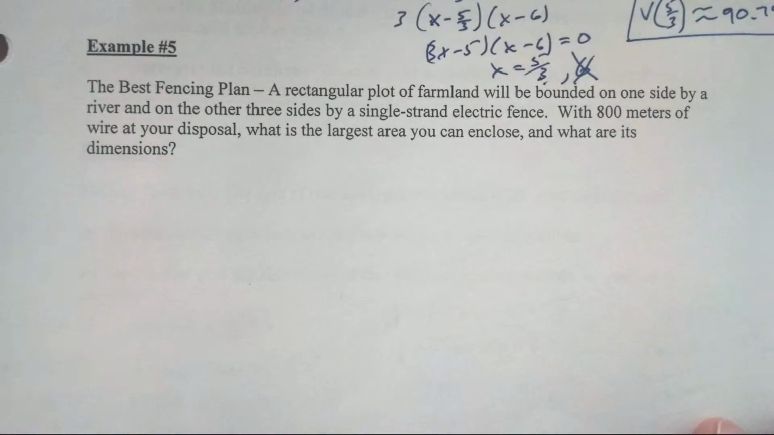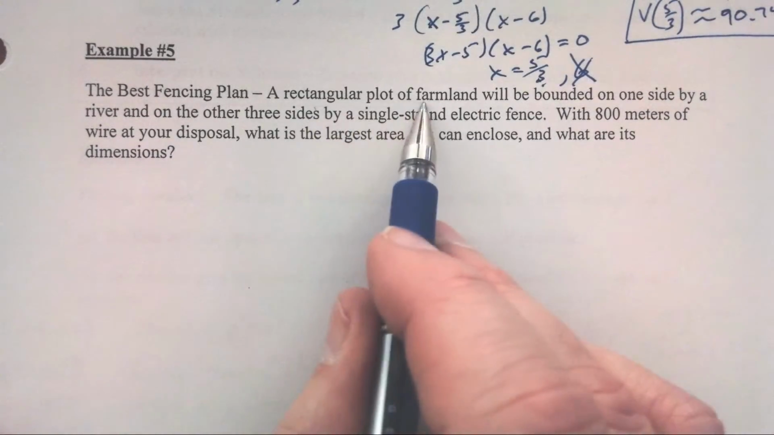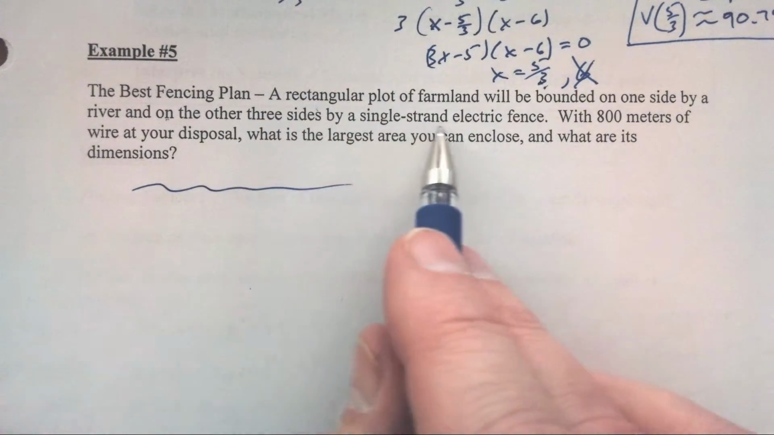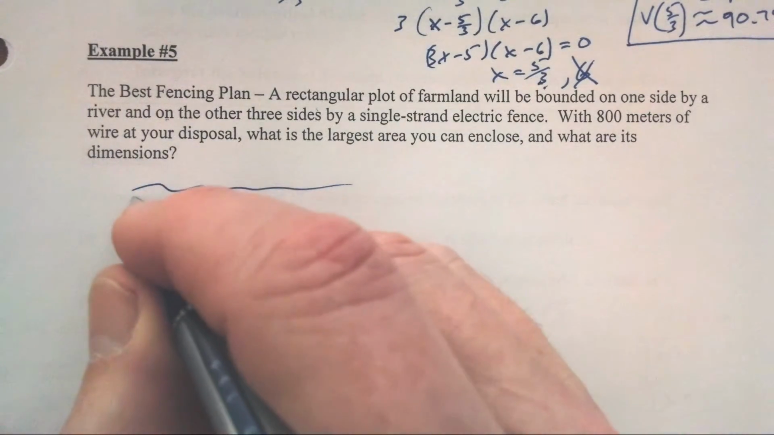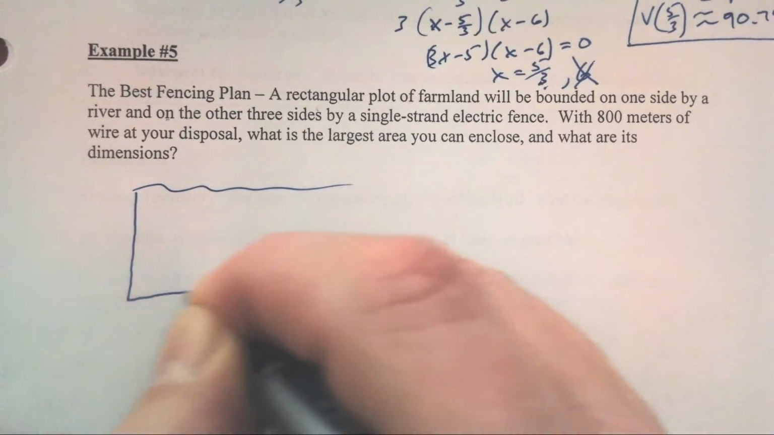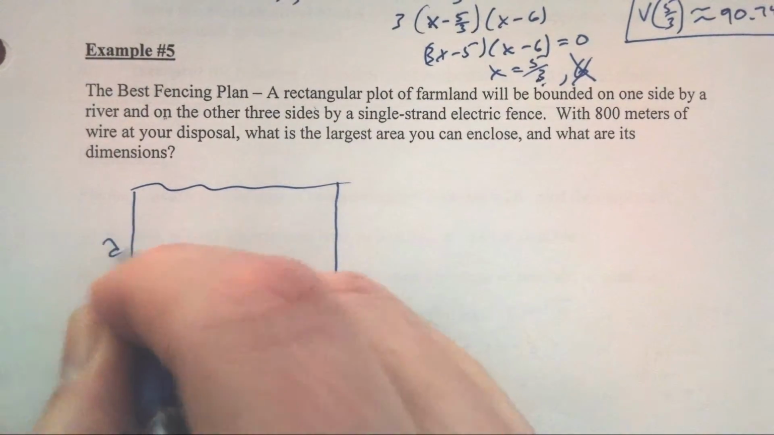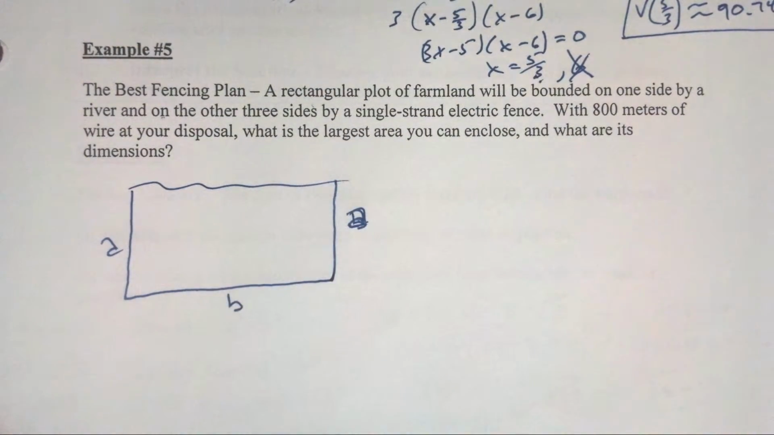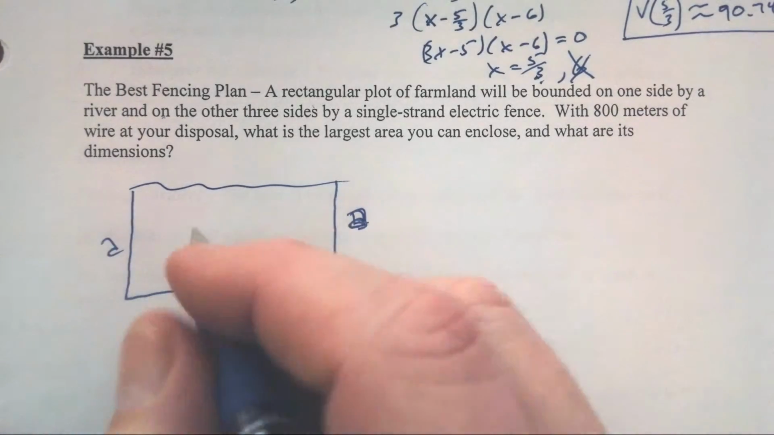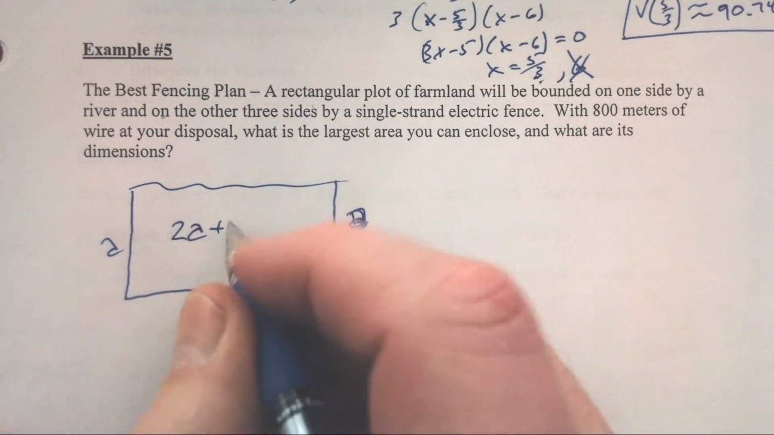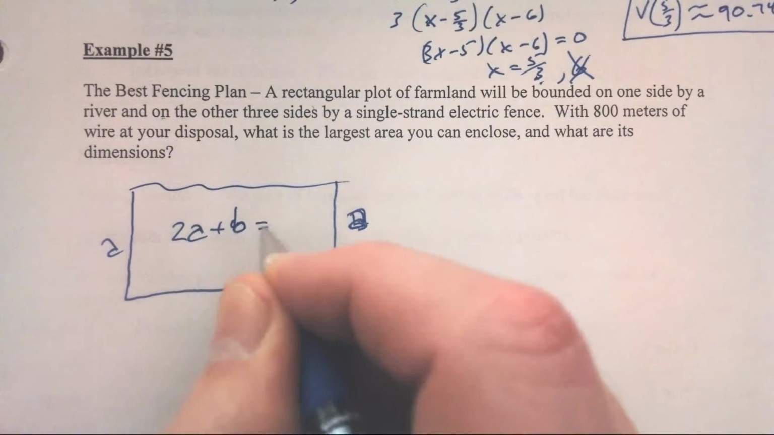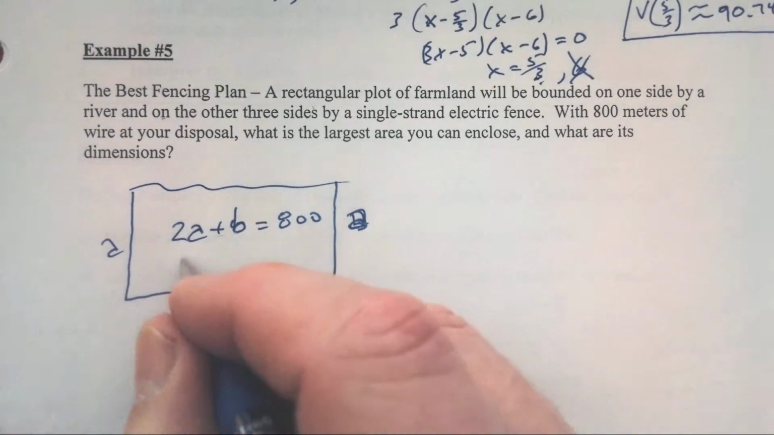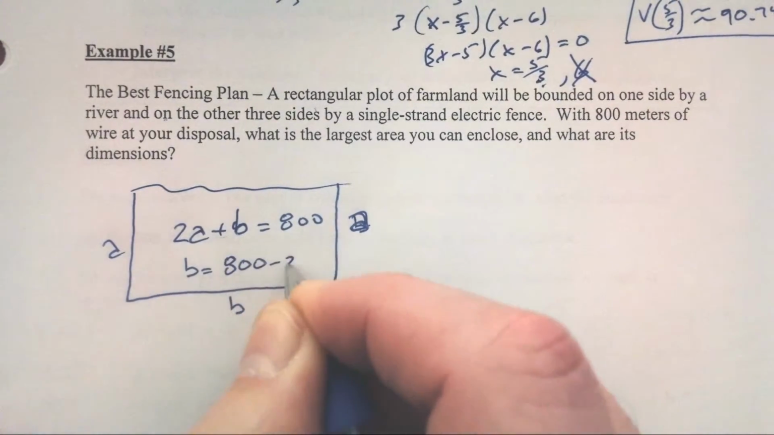Okay, the best fencing plan. A rectangular plot of farmland will be bounded on one side by a river and on the other side by a single strand of electric fence. Rectangular, so something like this. If I call this A, I call this would have to be A, excuse me, and I'll introduce B here. We have 800 meters of wire, so I know that 2A plus B should be 800. It's easy to solve that for B. B is 800 minus 2A.